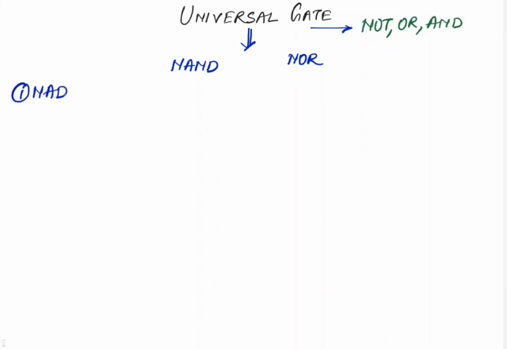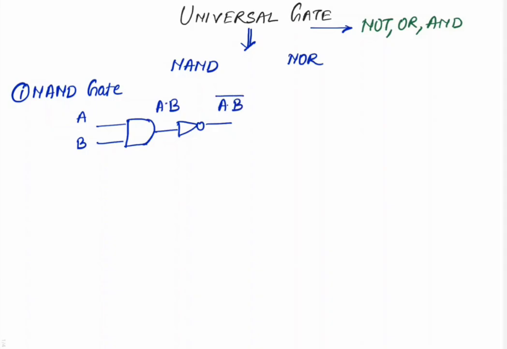NAND gate is nothing but an AND gate which is followed by a NOT gate. Let's say A and B are my inputs, the output is AB and the next output would be A dot B the whole bar. And if I try to draw the symbol of the NAND gate, this is the symbol of the NAND gate, with a circle around it. So this is your NAND gate.